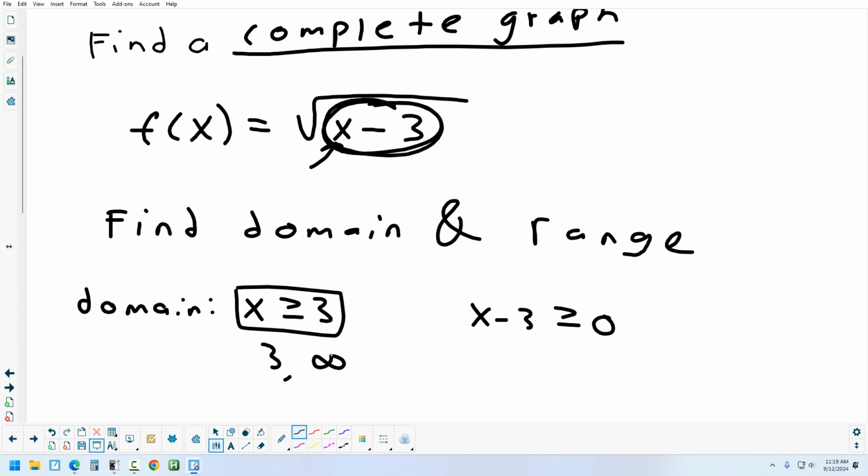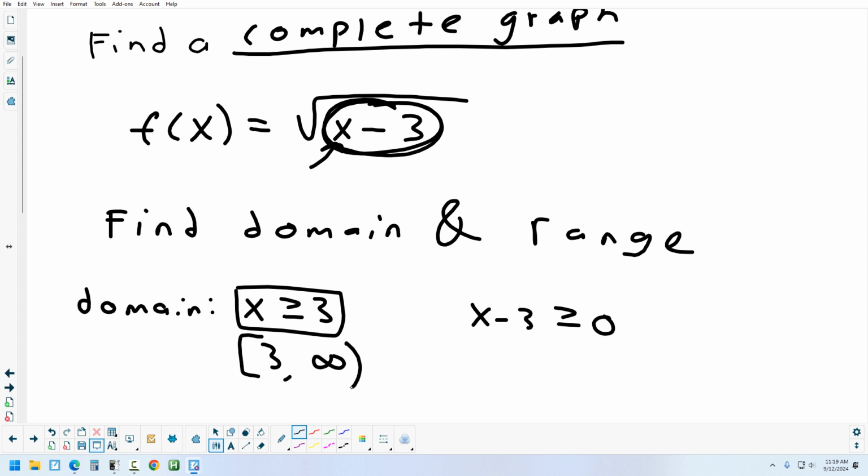Now look at the number 3. Are we allowed to include the 3, or is it just bigger than 3? We include it, so what kind of symbol do we put? Bracket. Now, infinity. Can you include infinity? Like, can you say, okay, I reached it, I'm at it? No, you never can reach it.